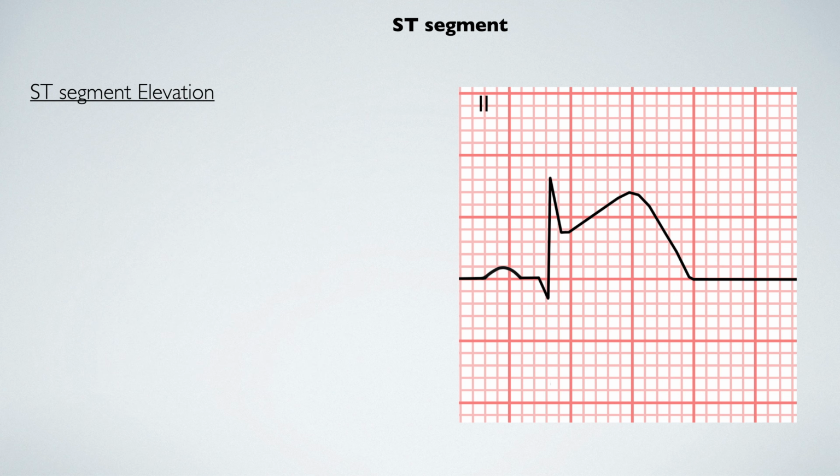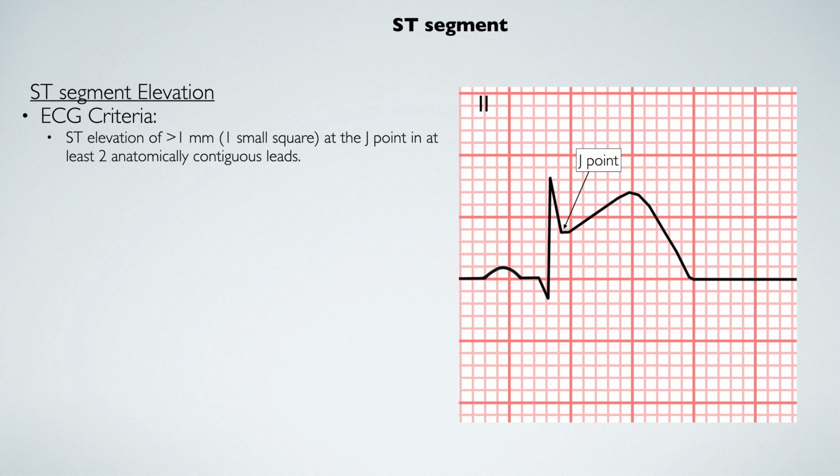The ECG criteria for ST elevation is as follows. ST segment elevation at the J point must be 1 small square above the baseline in 2 anatomically contiguous leads to be significant. So let's draw a line at the baseline and count the number of small squares up to the J point. In this case, the elevation is almost 4 small squares.